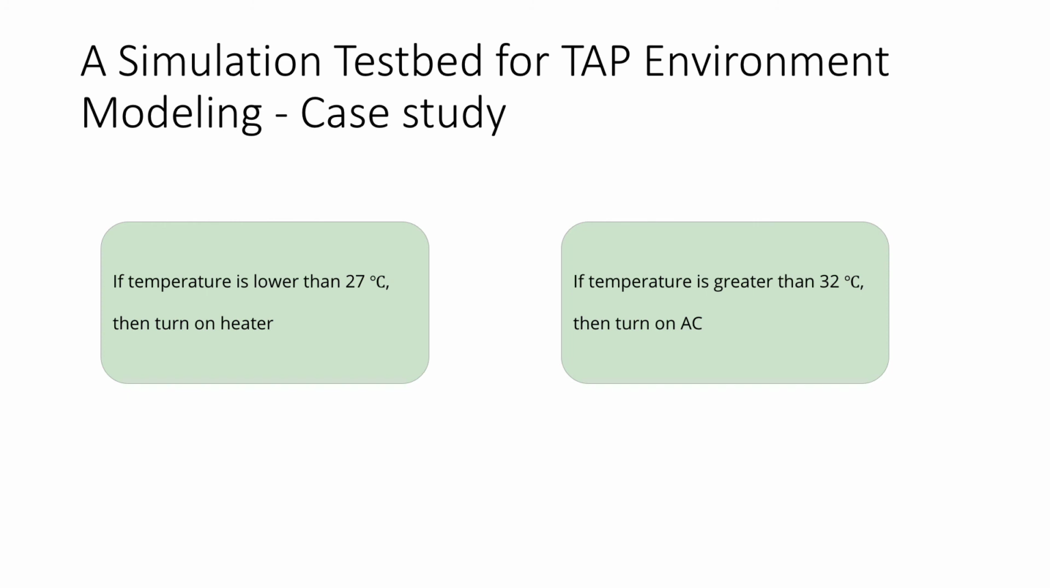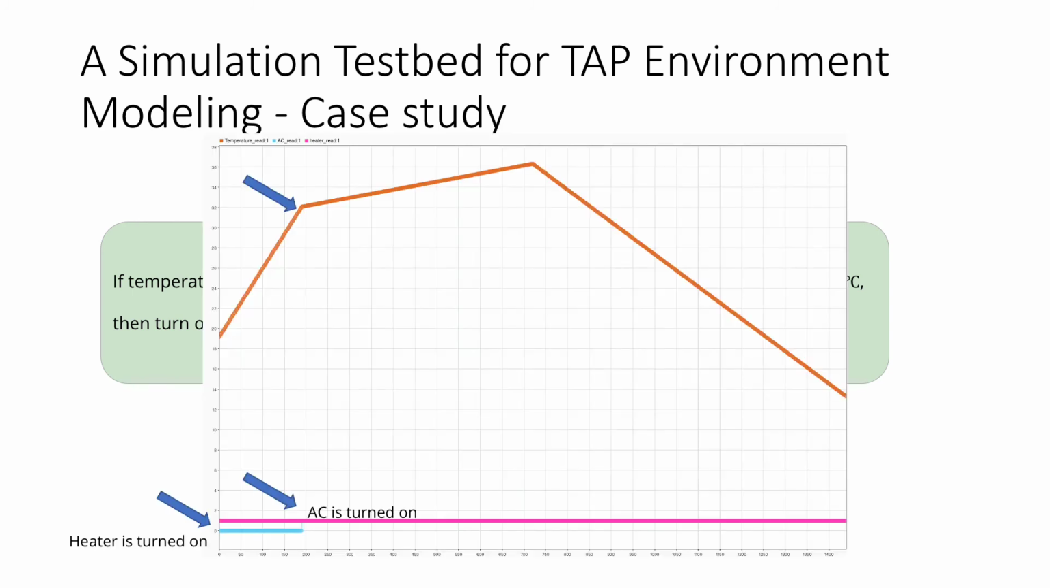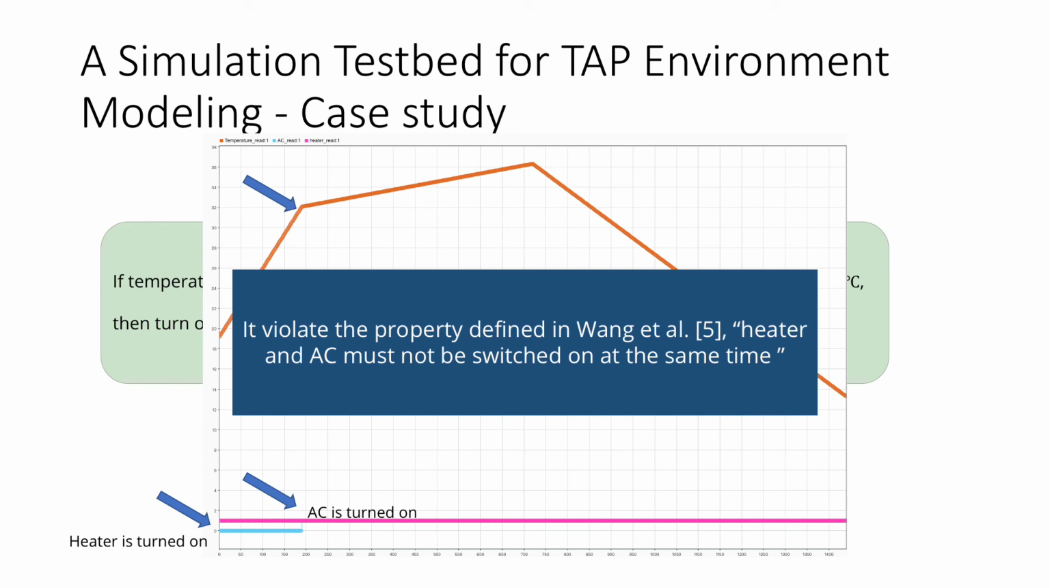A case study for evaluating the effectiveness of the testbed, given 2 rules, 1440 stop time and random initial temperature from start time 0. The x-axis for this figure is time and the y-axis is temperature. It shows the heater is turned on from the beginning and the air conditioner is turned on at about time 180. It violates the property that the heater and the air conditioner must not be switched on at the same time. It successfully detects the security violation in the simulation.